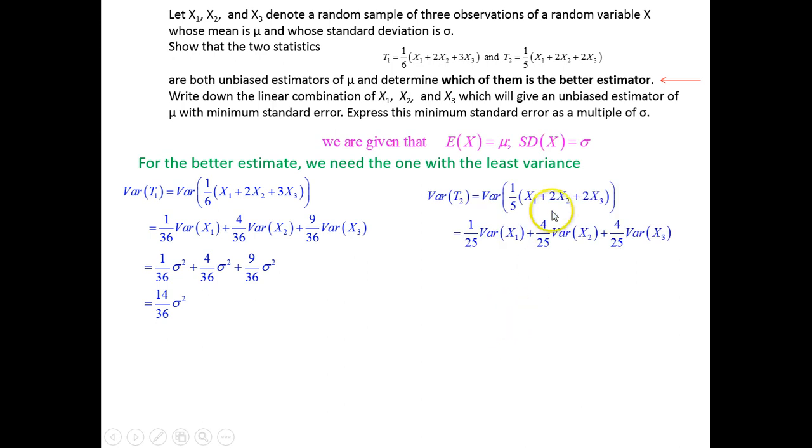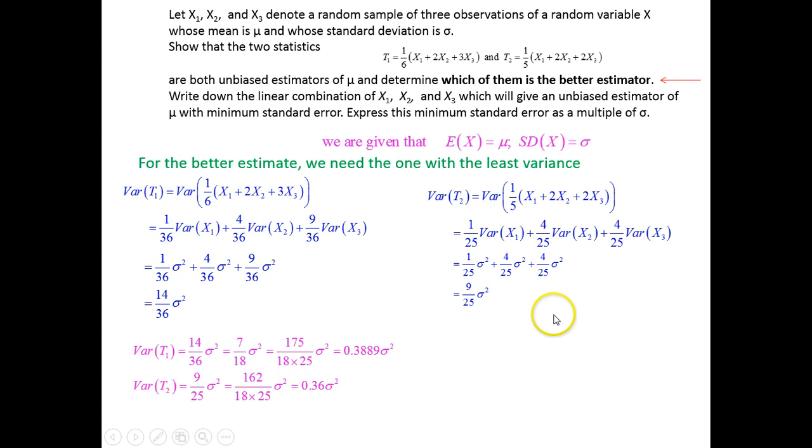T2, we square the coefficient. So I've got 1/25 times the variance of x1, 4/25 times the variance of x2, and 4/25 times the variance of x3. Each variance is sigma squared. So I've got 1 plus 4 plus 4, giving me 9/25 sigma squared. We need to work out which is the smallest.